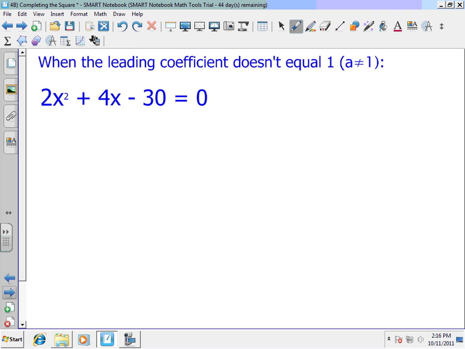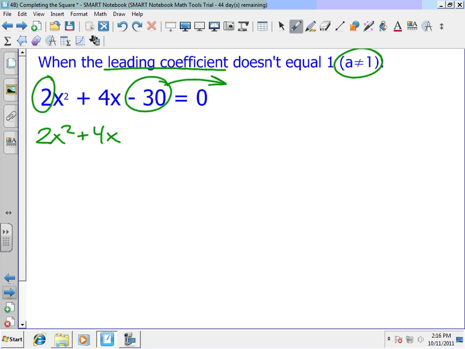So here's the last problem. Now notice the leading coefficient doesn't equal 1. So the a position right here is not a 1. So what we have to do is force it to be 1. Again, the first thing I'm going to do is move the 30 to the other side. So I'm going to have 2x squared plus 4x equals 30. I'm simply going to add a blank to both sides.